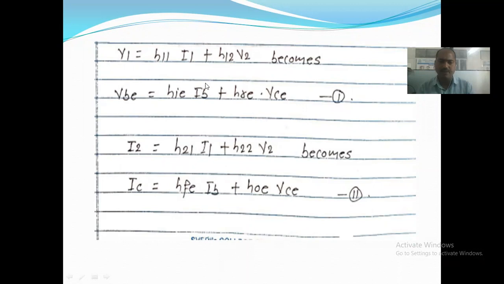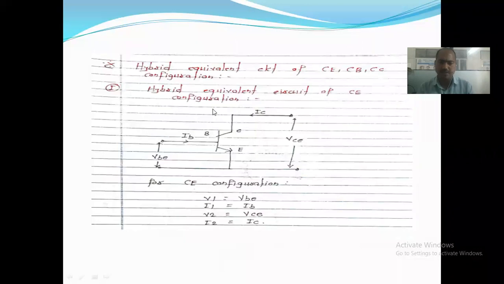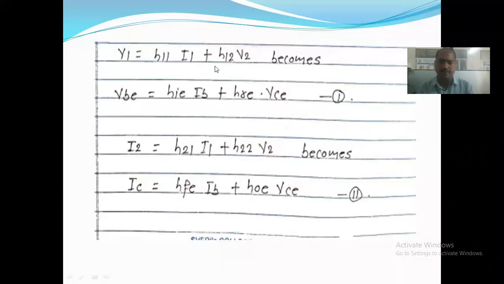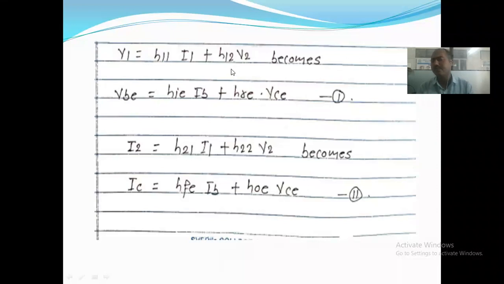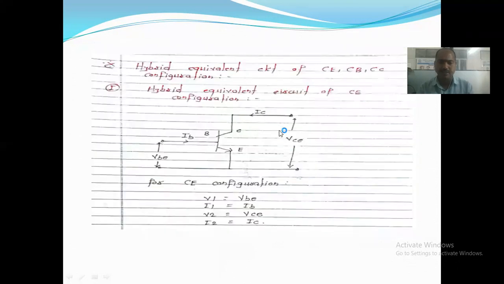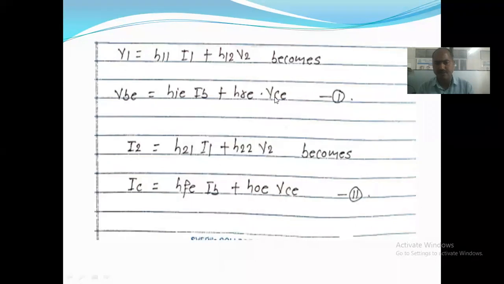I1 indicates the current flowing in the input, which is IB. So HIE into IB plus H12 V2. What does H12 indicate? It is the reverse voltage ratio V1 upon V2, so we write it as HR, and for the common emitter configuration it is HRE. V2 indicates the secondary voltage, the output voltage, so the collector to emitter voltage, VCE. So instead of V2 we write VC here. Okay, this is the first equation.